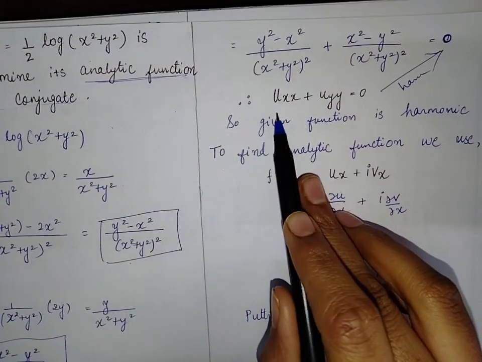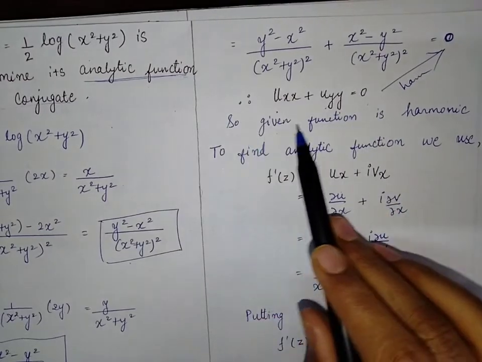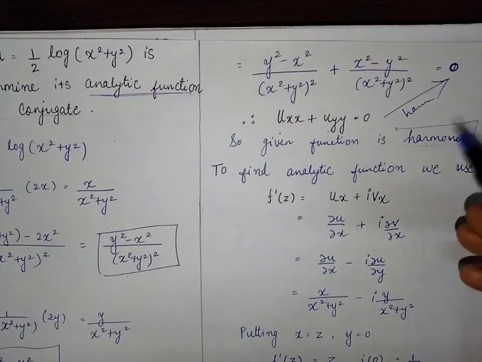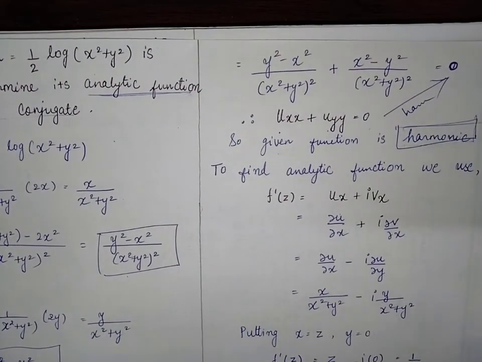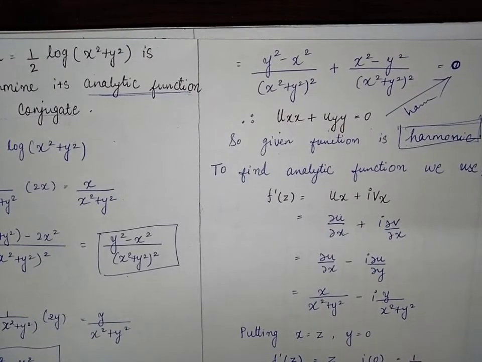So we can say that here uxx plus uyy is equal to 0. So the given function is harmonic. Now we have to find the analytic function. So how can we find the analytic function by using Milne's method?